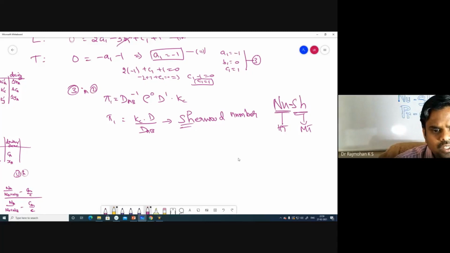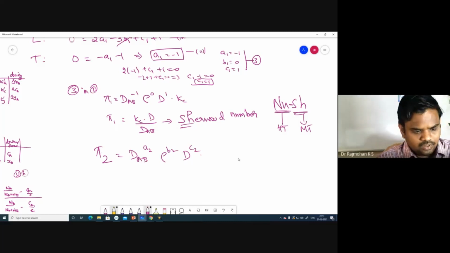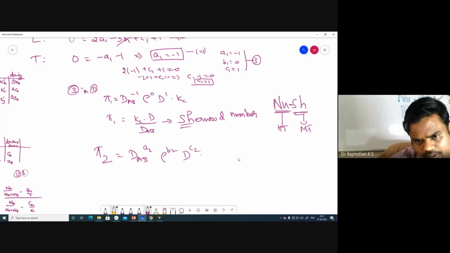Okay, similarly we can do this for pi 2. Pi 2 is equal to D_AB power a2, rho power b2, d power c2, into another non-repeating variable. I think v bar. Which one can you take? Average velocity can be taken, v bar. Okay, so v is velocity.